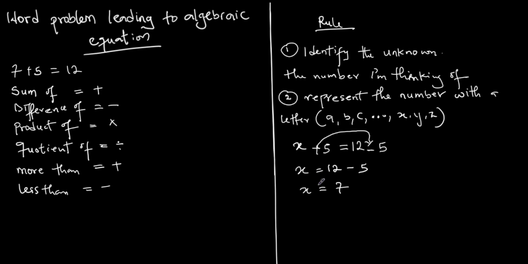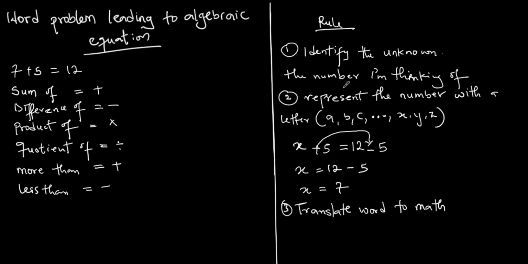So the first thing is to identify the unknown. Number 2, represent the unknown with a letter. Number 3, translate words to maths, which is what I just did here.